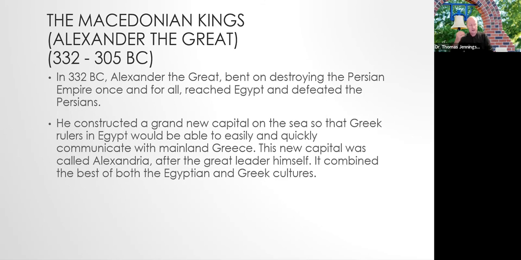And he said, well, we need to build it on the coast so that we can quickly communicate with mainland Greece. And he goes, what should we name it? What should we name it? And Alexander the Great, being one of the great egotistical maniacs of all time, said, I know, we'll name it after myself and call it Alexandria.